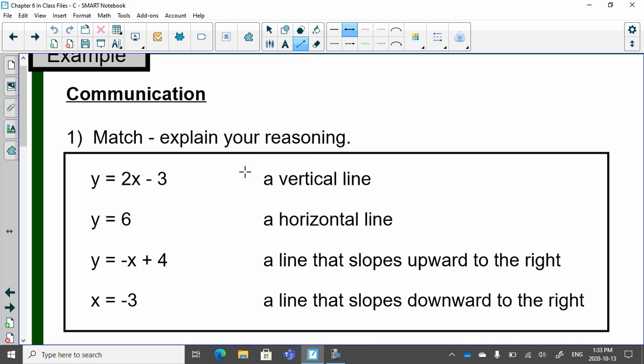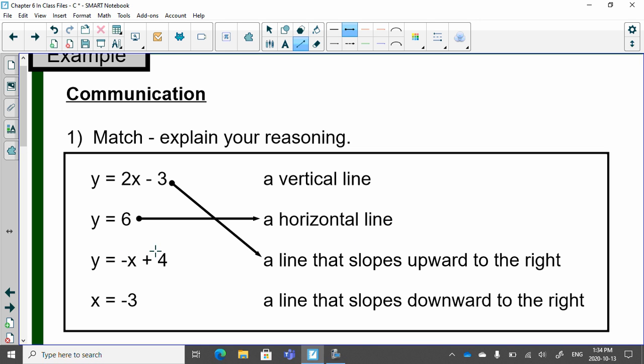Okay, welcome back. So the first one, y equals 2x minus 3. The second one is y equals 6, y equals negative x plus 4, and x equals negative 3. This very first one is not a vertical line, it's not a horizontal line, it's not one of our special cases. It either slopes up to the right or down to the right, and because 2 is positive, this one slopes up to the right. Our m value in front of the x, this is our m, is positive. Y equals 6 is one of these special two cases, and because it's y equals 6, it's a horizontal line. So this one is a horizontal line at a height of 6.